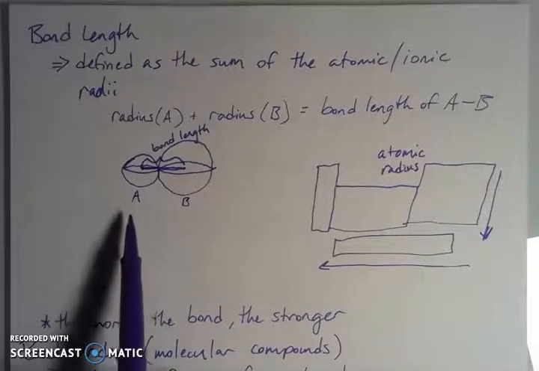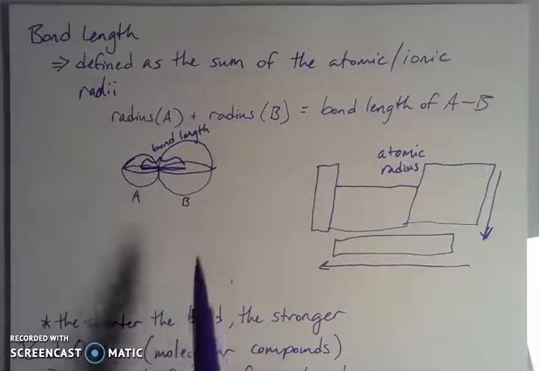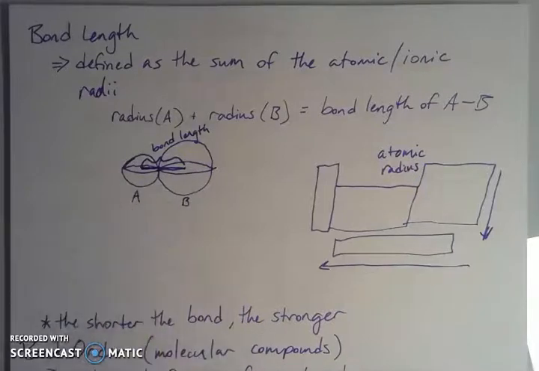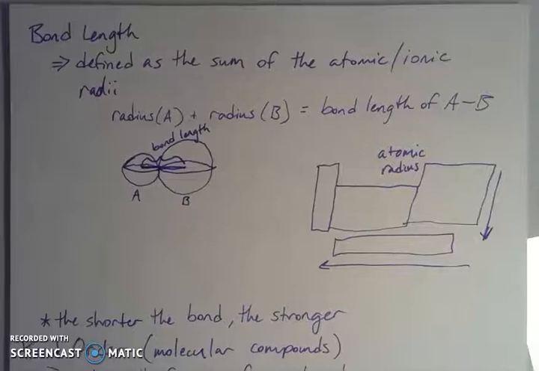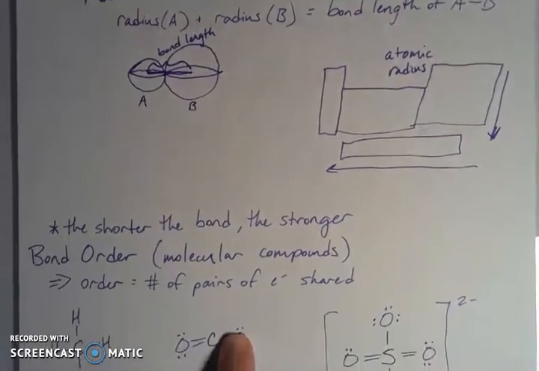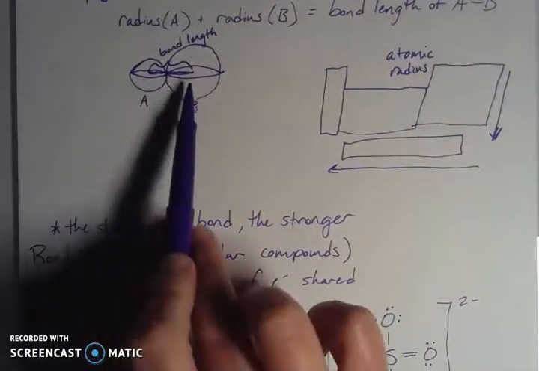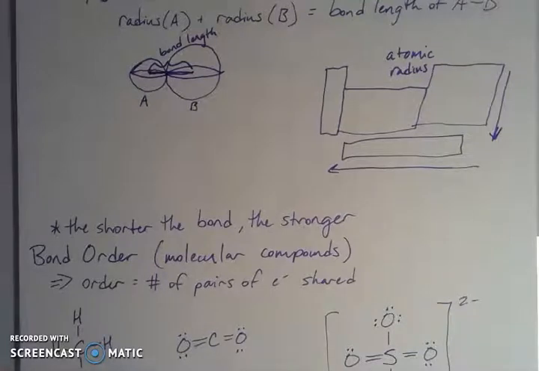So if this is A to B with just a single bond in between them, then it's going to have that particular bond length. But that bond length can change if we have something like a double bond between A and B, for example. And again, the shorter the bond, the stronger it is. So the closer together these nuclei are, whether it's covalent or ionic, the stronger the bond is. It would take more energy to break that apart the shorter it is.